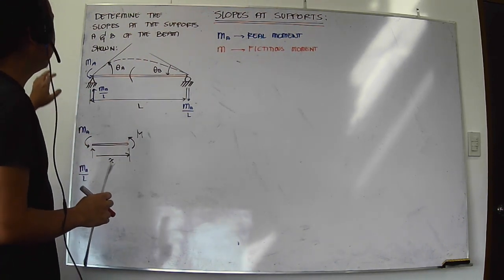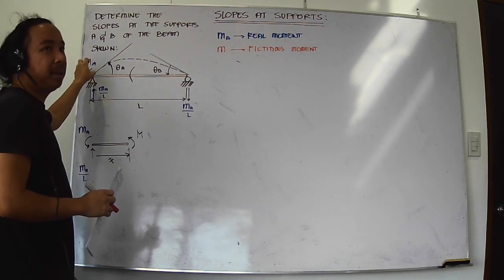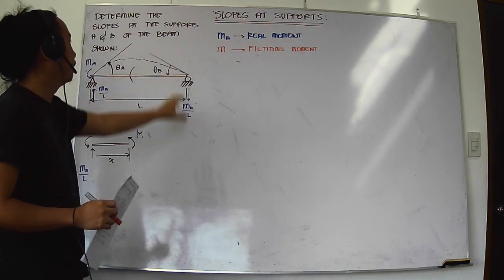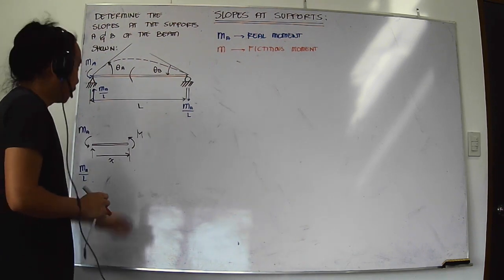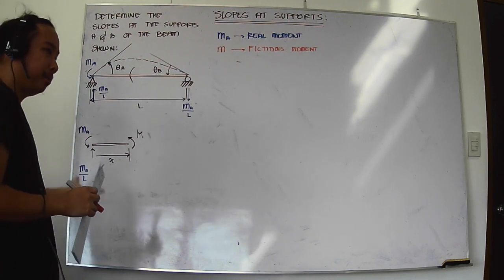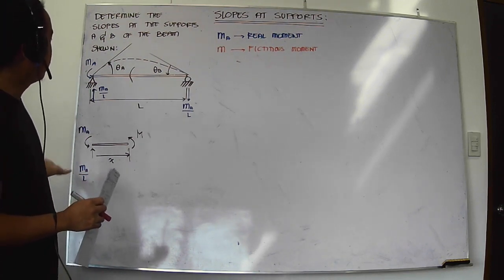Now, the fictitious moment, we apply it. So everything changes once we solve in contact to B. The fictitious moment is what we are talking about. But for real, nothing changes. So it still stays the same.